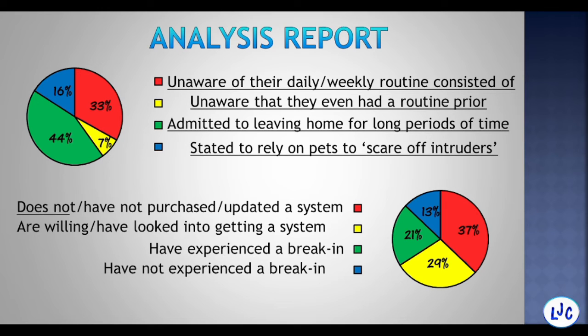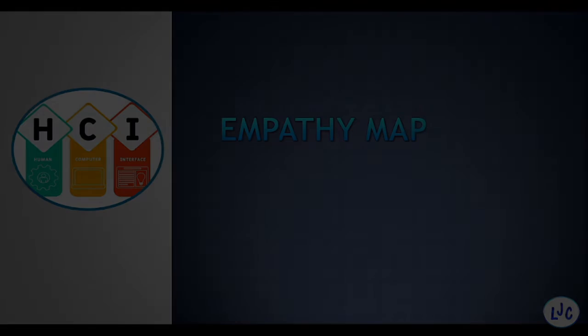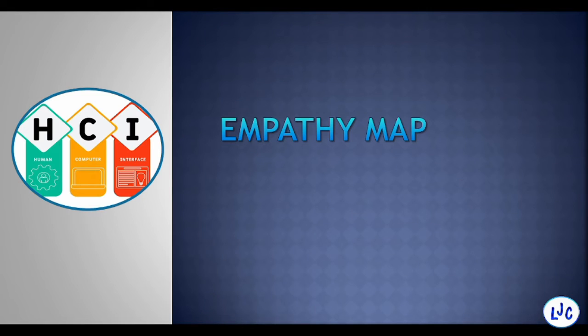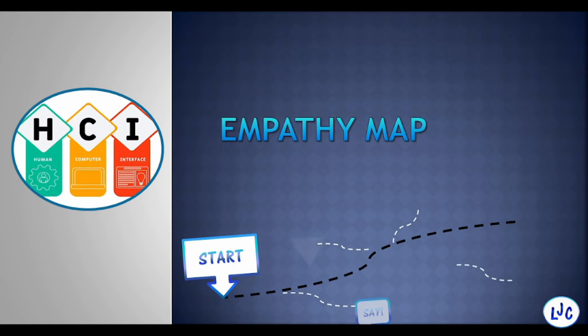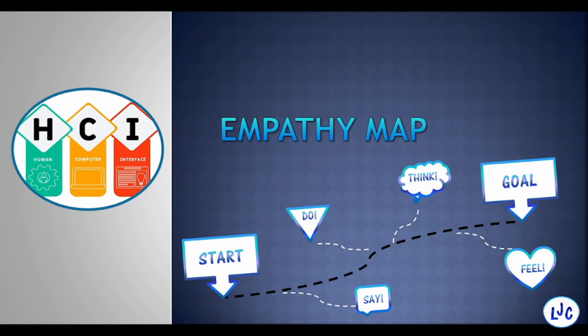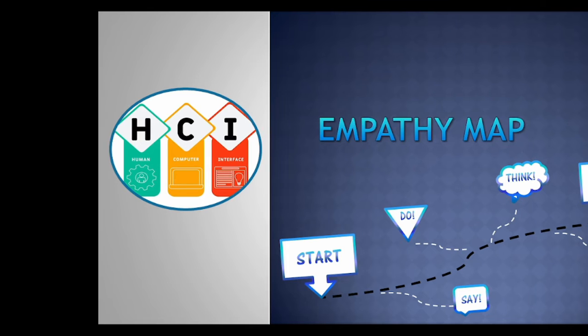The second chart showed the individuals who did not purchase or update any existing security. It also showed that 21% of persons have experienced a break-in, with the remaining 13% luckily never having experienced a break-in. The empathy map. The contradictions of what we say versus what we actually do, how we think and how we feel. It's always easy to simply move our lips to say something, but it's the actions behind our words that make them meaningful.